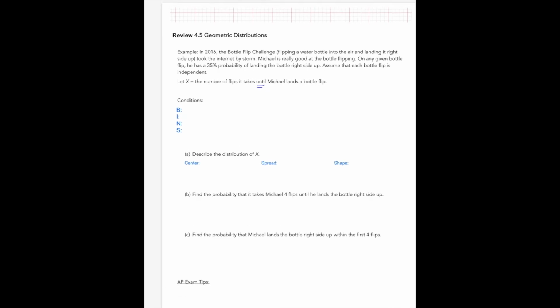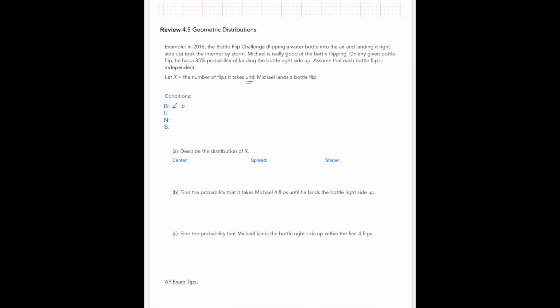So conditions we have here is binary. We know that we have two outcomes, and either he's going to land or not land. In terms of independent, we know that it was told that it's independent.